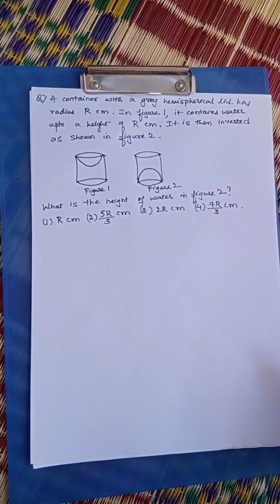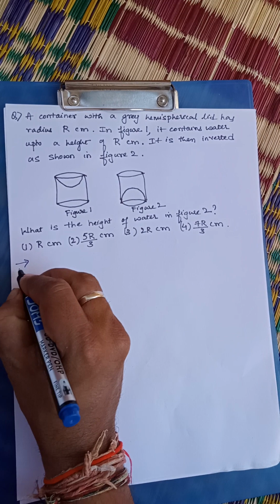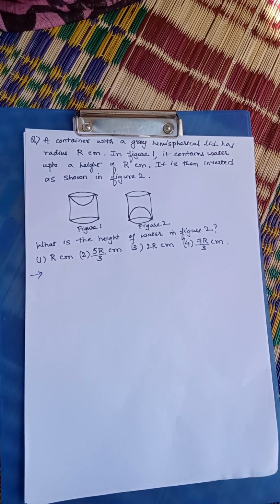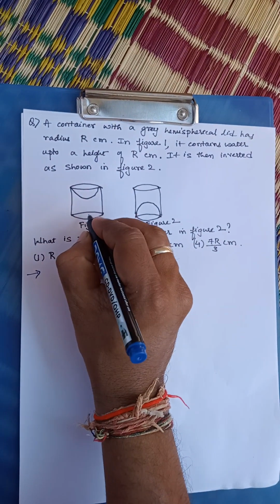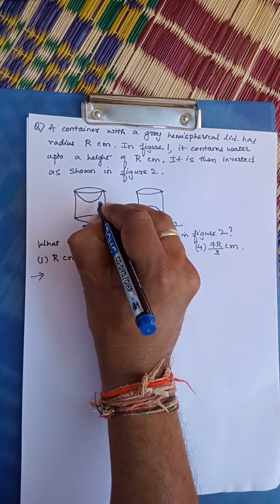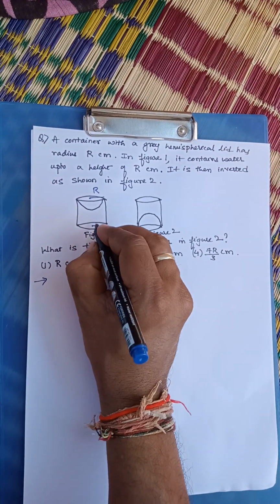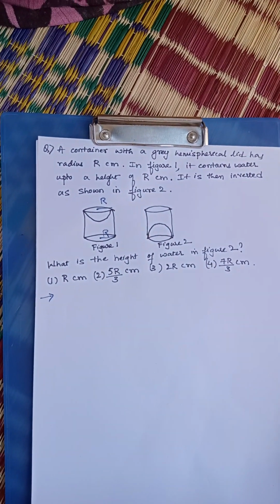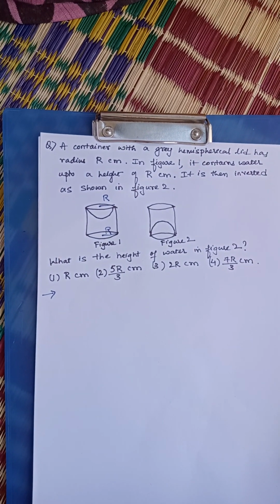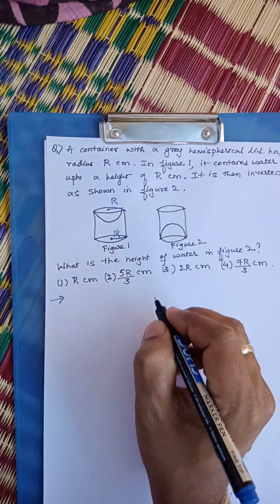Now let's come back to this question. There is a container which has a gray hemispherical lid of radius r. The radius of the lid as well as the radius of the cylinder are both equal to r centimeter. From the figure it is evident that the radius of the cylinder is also r centimeter.